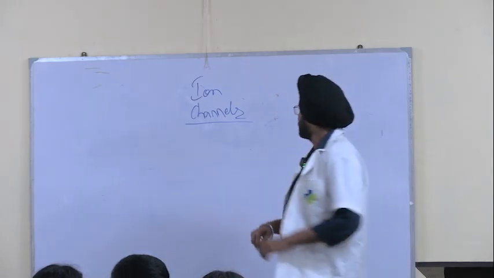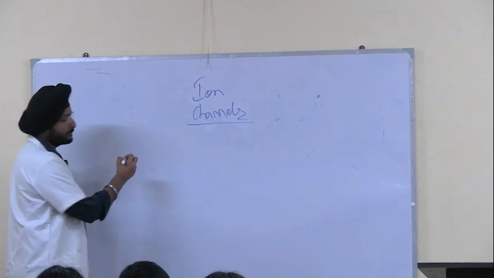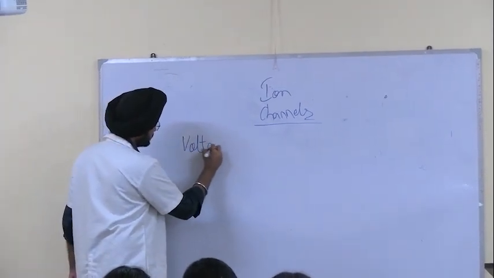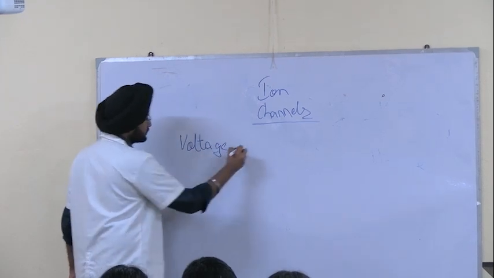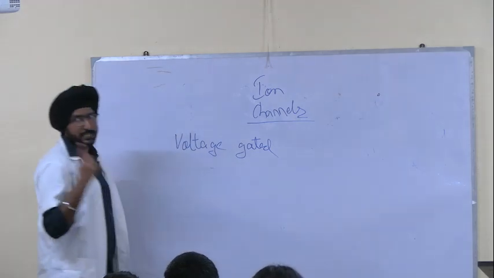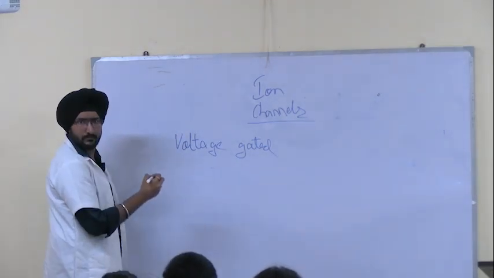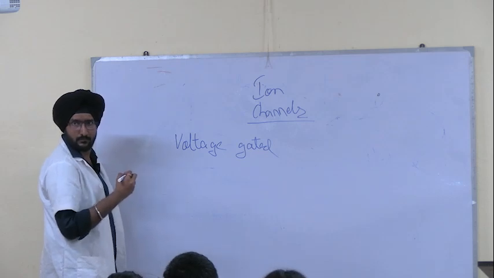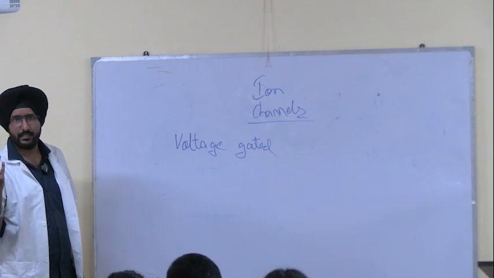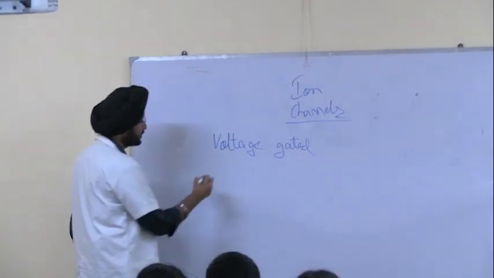Now, ion channels. They can be of three types. Number one is voltage gated. Number two would be, किसी को पता है? What are the other types of channels? Ligand gated.